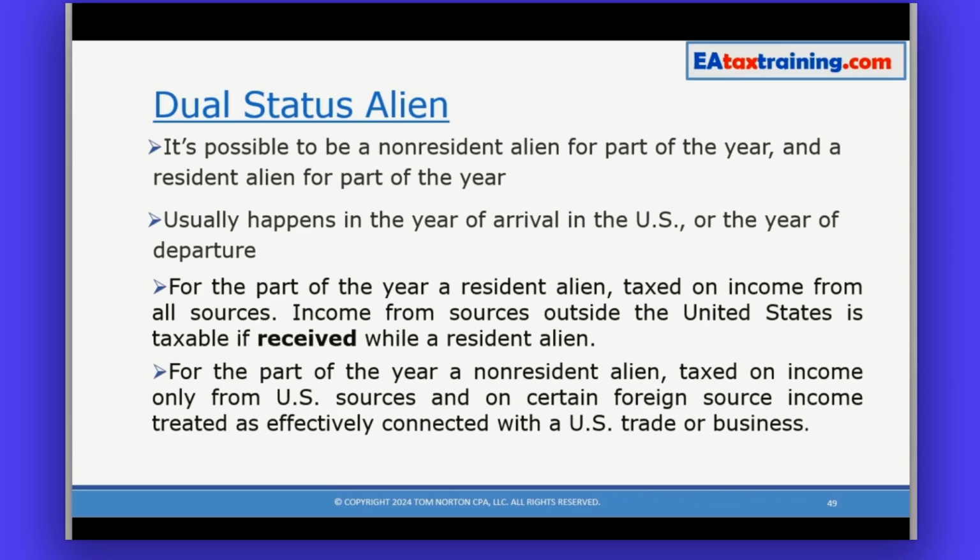Resident aliens are taxed on worldwide income. So for the part of the year the person was a resident alien, they're taxed on their worldwide income. Non-resident aliens are only taxed on U.S. source income. So for the part of the year that they were a non-resident alien, they're only taxed on U.S. source income. And what counts is when the income was received.